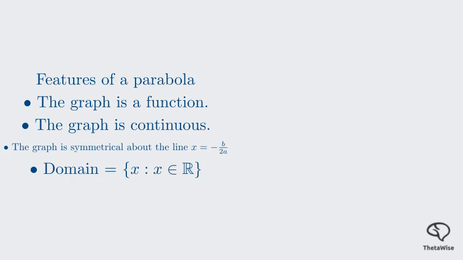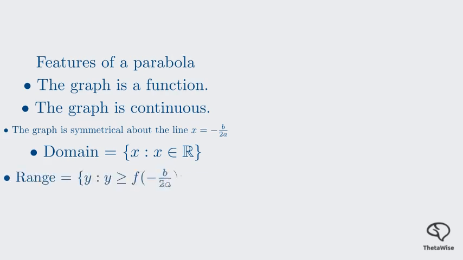Fourth, its domain is all real numbers. This means you can plug any number you want for x into the equation. So we write the domain as x is an element of R. Fifth, the range depends on the turning point. The range is the set of all possible y values. We write it as y is greater than or equal to the y-coordinate of the turning point. This turning point is either the lowest or the highest point on the graph.